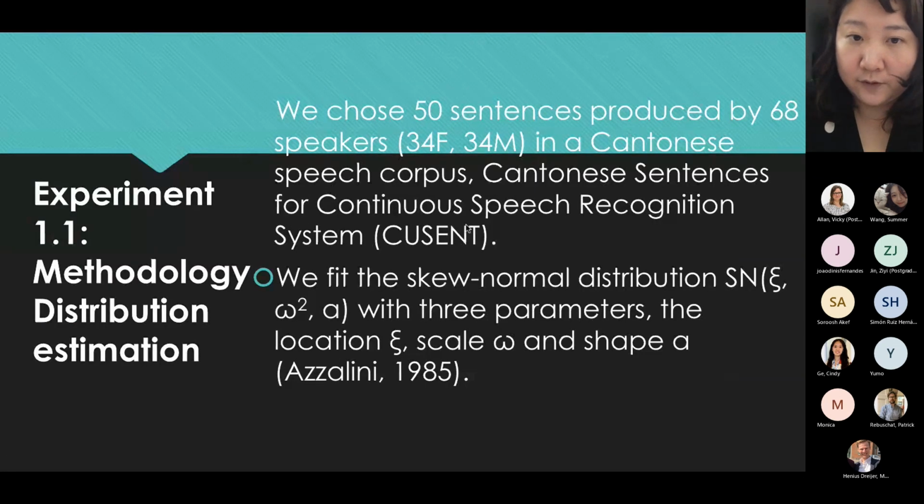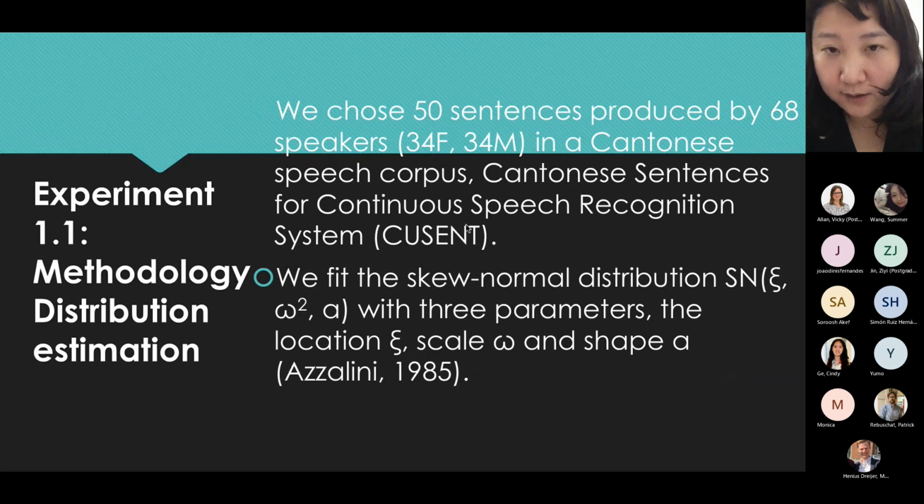So we do need to, first of all, have some ideas about what the distributions are in speech production. We need to know what the population distributions of these tones look like. So what we did is we tried to model the distributions of these tones from a Cantonese speech corpus. We chose 50 sentences produced by 68 speakers.